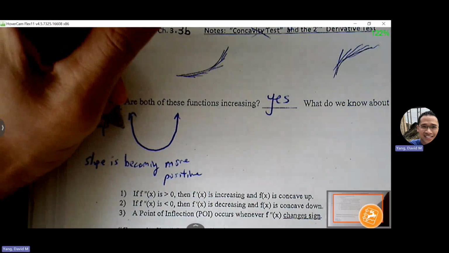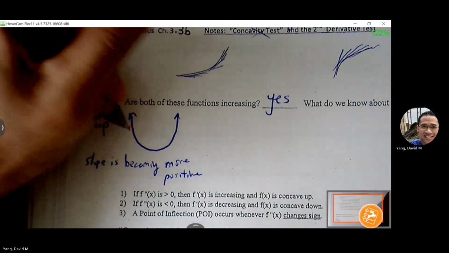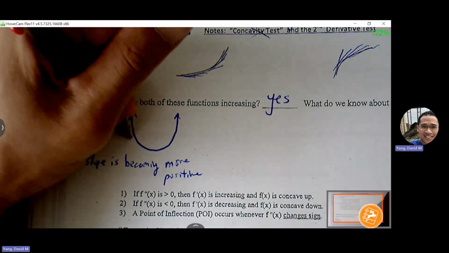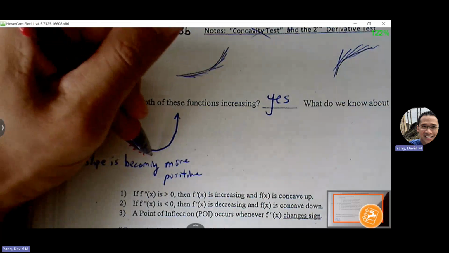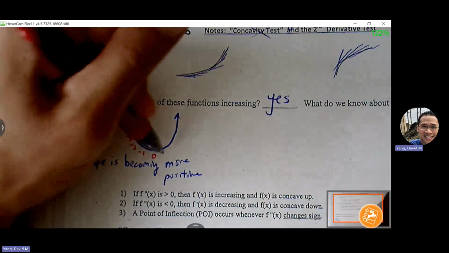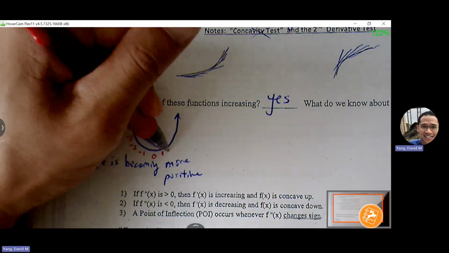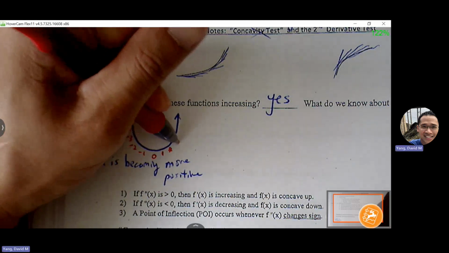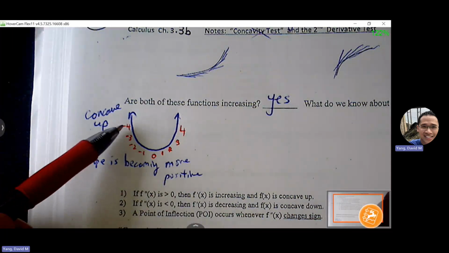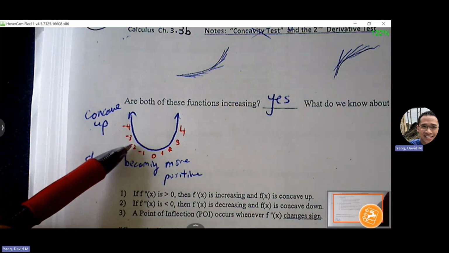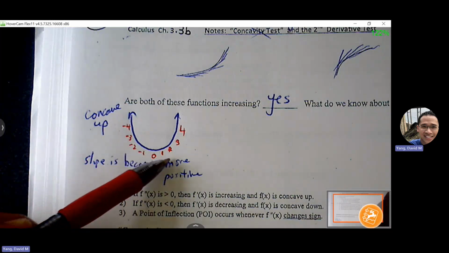So let's say this is a slope of -4. Then it becomes, let's say, -3, then -2, then -1, and eventually it's going to become what? 0, and then it starts becoming positive 1, 2, 3, 4. Now look at the pattern of these numbers. Do you agree that these numbers are all becoming more positive? They're moving in the positive direction.